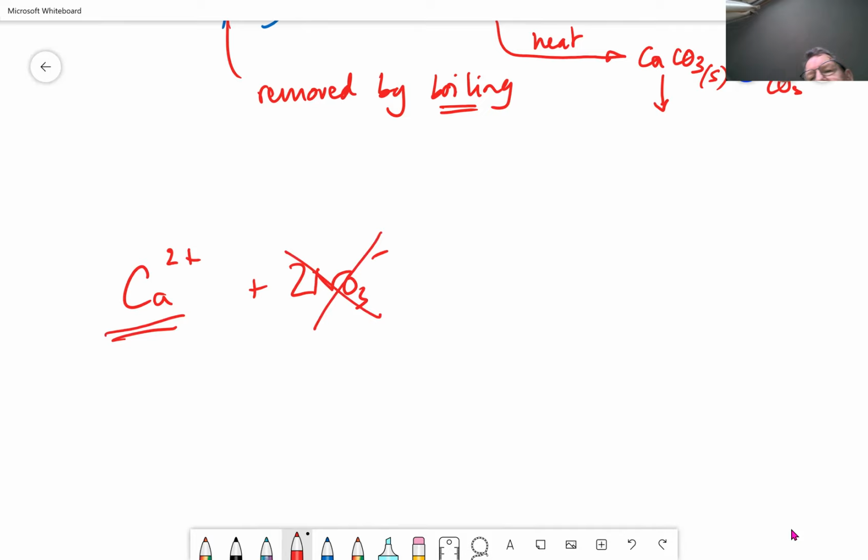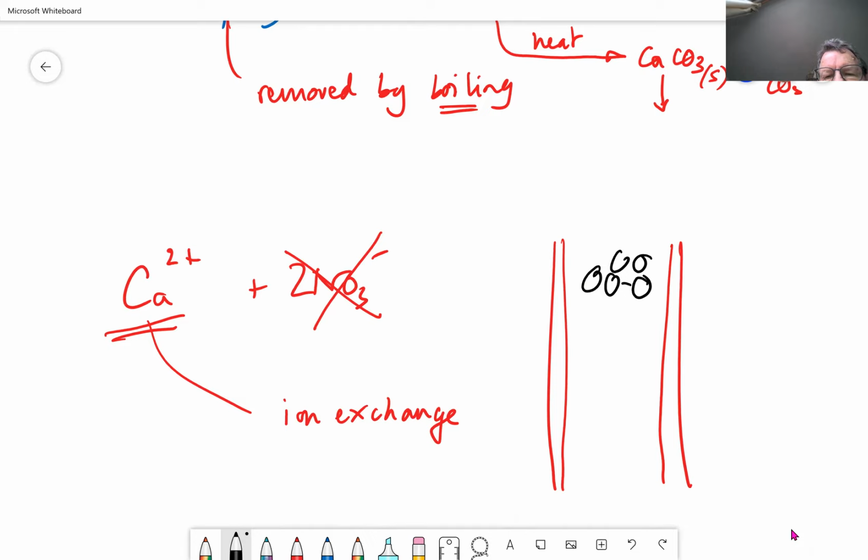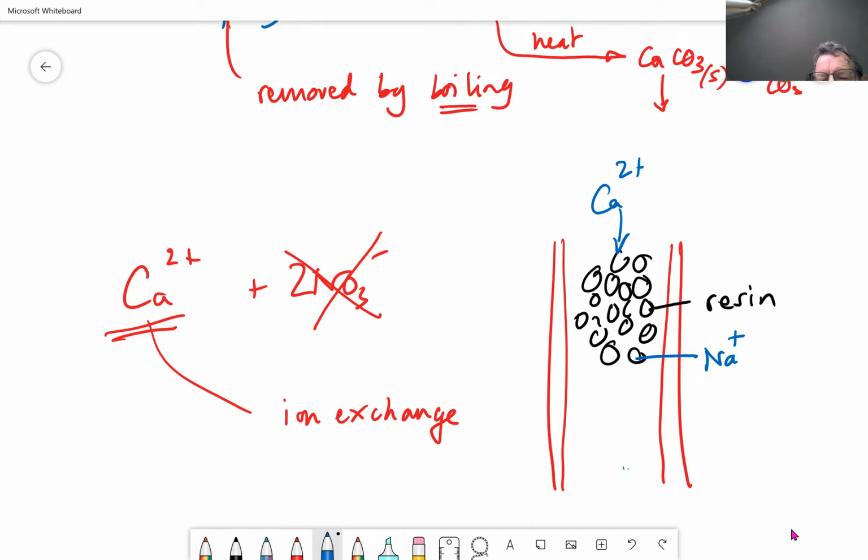So the best way of removing it is something called ion exchange. Have you come across ion exchange? Yes. Okay. So what happens is that we have a pipe, a tube, and in the tube we have some chemicals. They are basically lots and lots of pieces of resin, like from trees, and stuck to that are sodium ions. So the calcium comes in at the top and it swaps, and out of the bottom comes sodium ions.